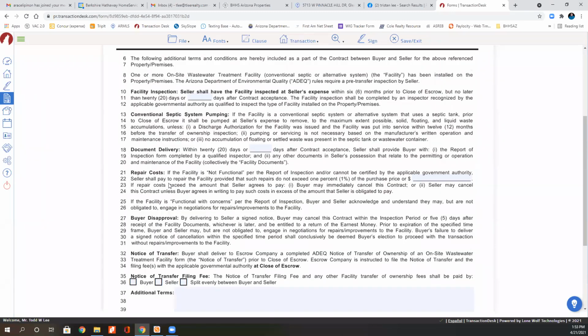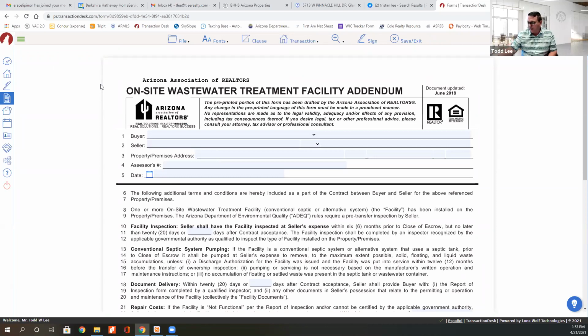Yeah, you're right. Anyway, so that is the on-site wastewater treatment facility addendum. Anybody have anything on that they want to add?